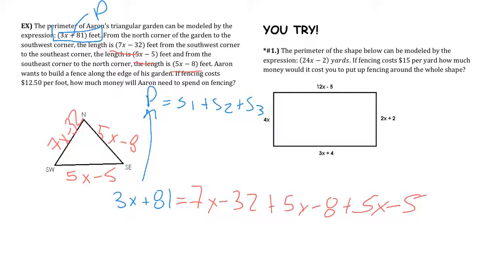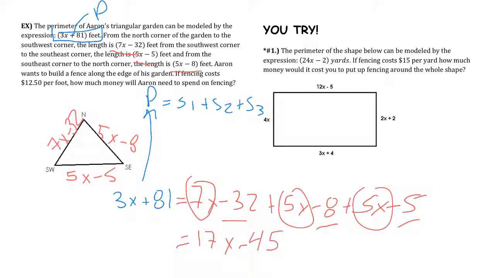Now I just got to combine like terms on this side. I got a 7x, a 5x, and a 5x. That's 17x. Negative 32 minus 8, that's negative 40. Minus 5 more is minus 45. Equals my perimeter, which was 3x plus 81.